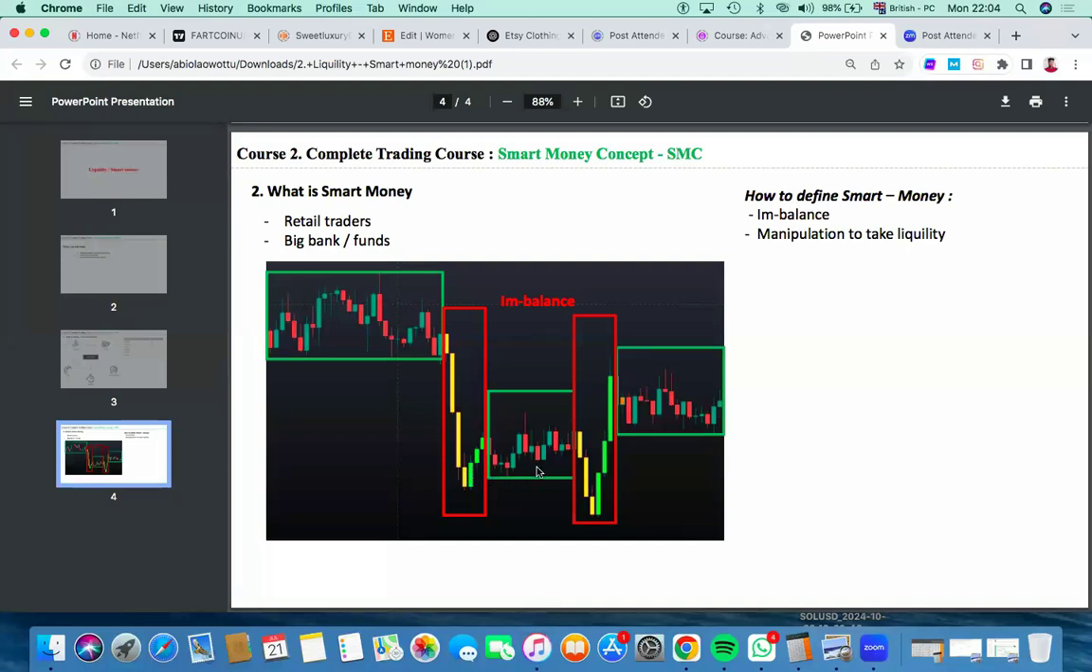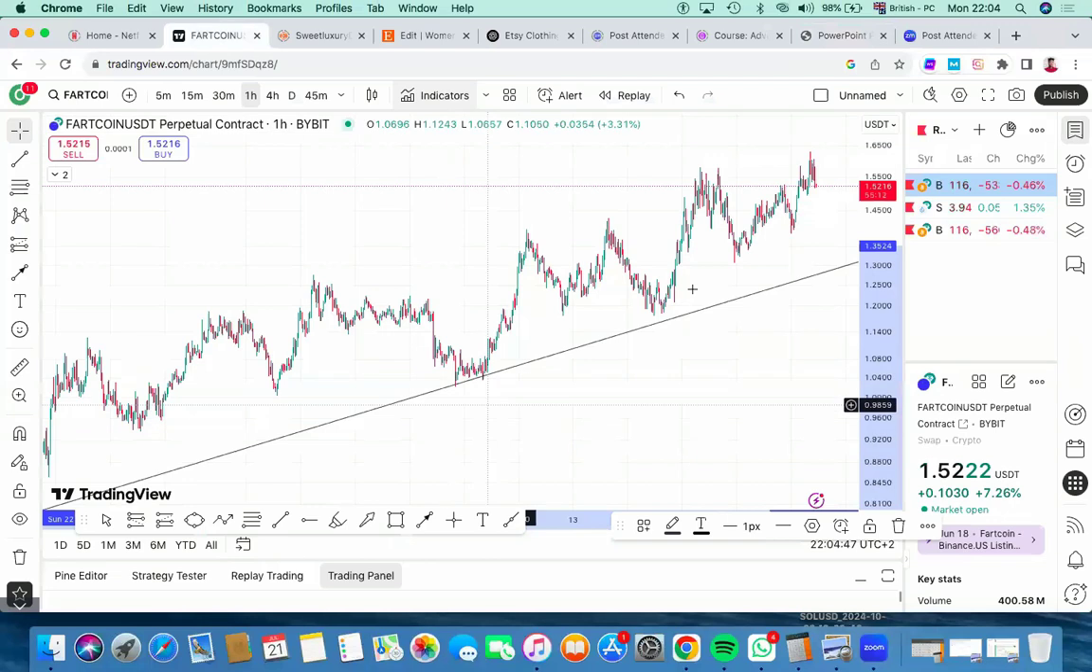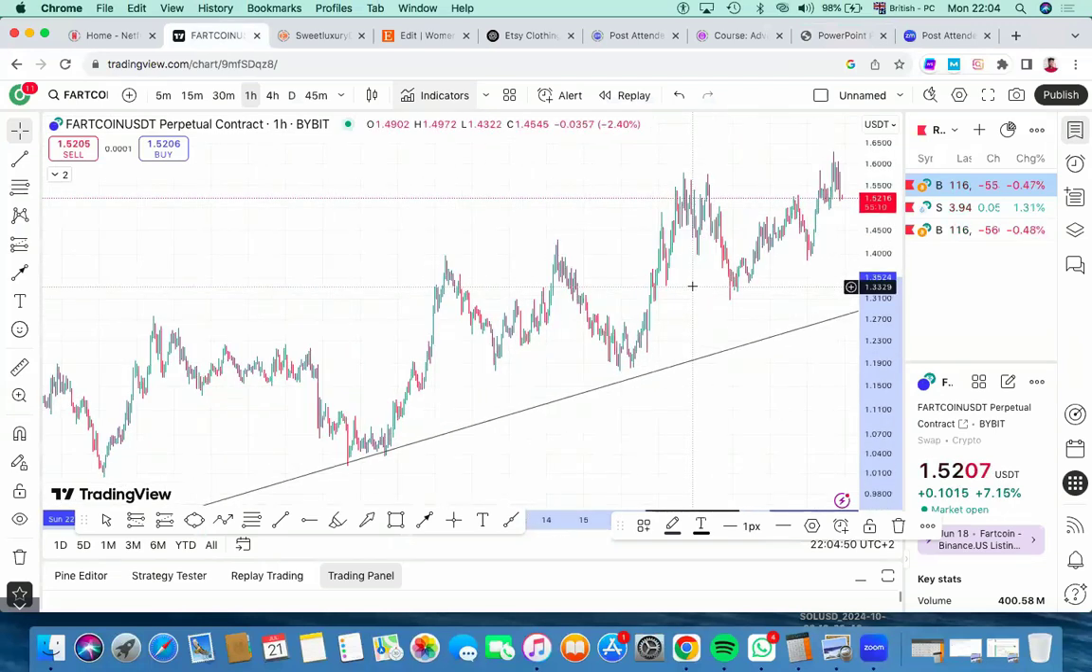When smart money succeeds in pushing the market down with some funds, they pick their order and then push the market back upward. And there will be a fair value gap, right? If we don't know the meaning of fair value gap, let's see if we can spot that on Fatcoin here.